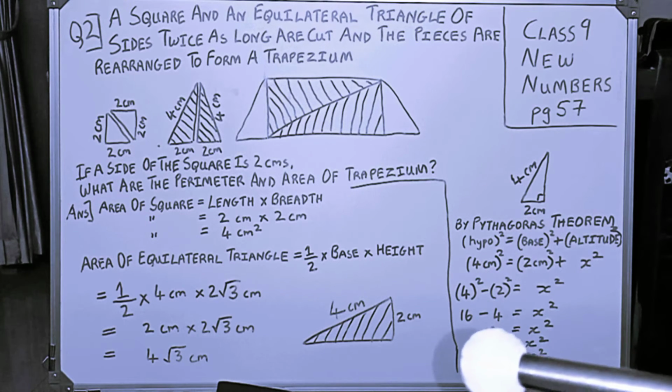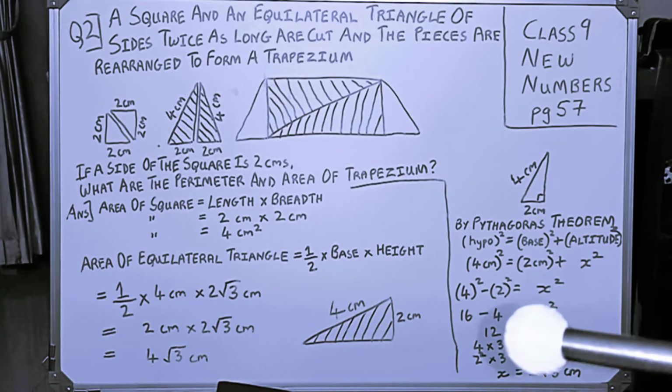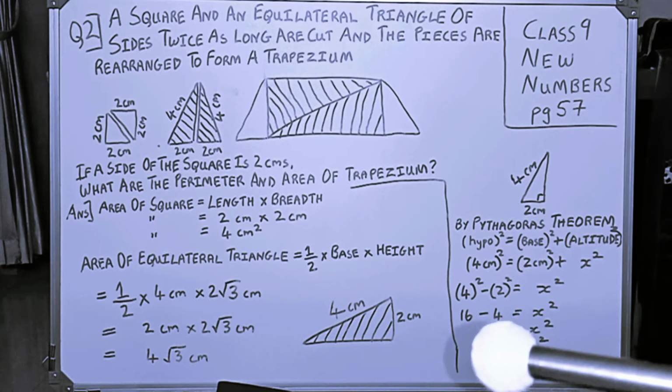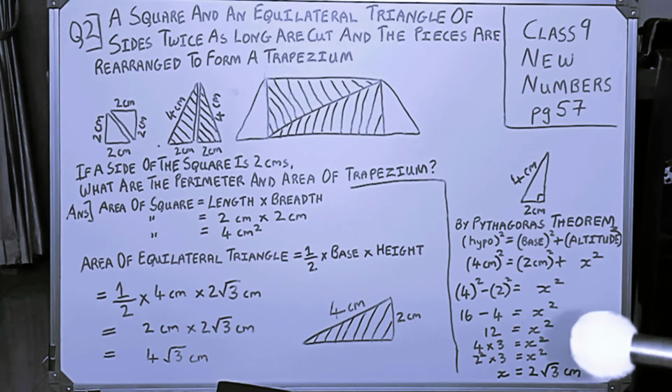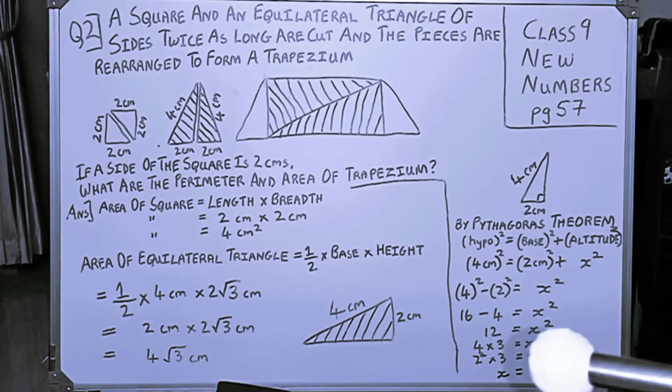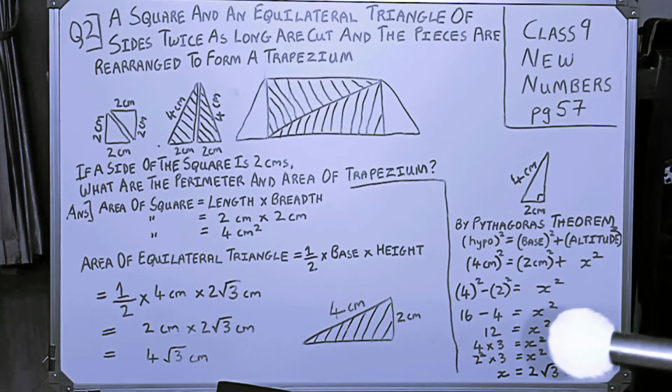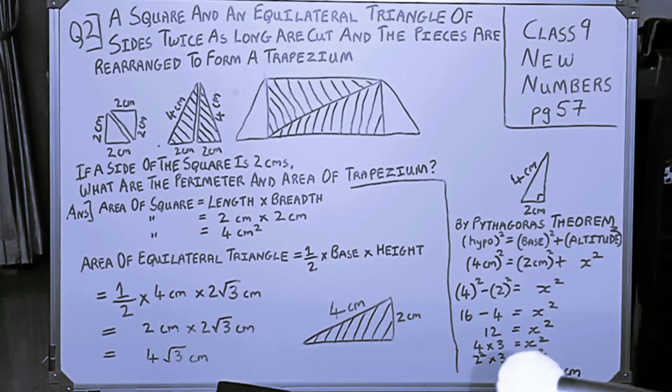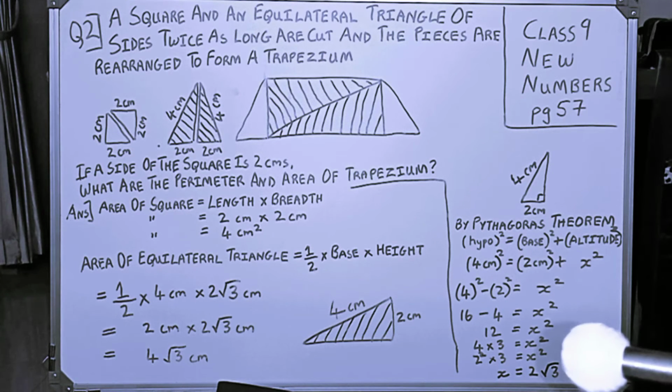So 4 into 4 is 16 and 2 into 2 is 4. You have to subtract these two. Once you subtract these two, you will get 12 is equal to x square. So 12 can be split into 4 into 3, 4 3s are 12, is equal to x square. Now you can see this 4 can be written as 2 square, 2 into 2 is 4. So 2 square into 3 is equal to x square.